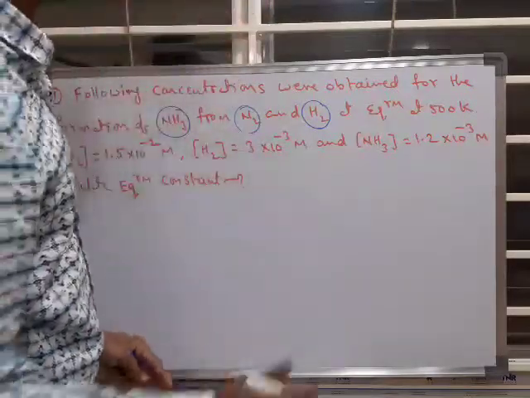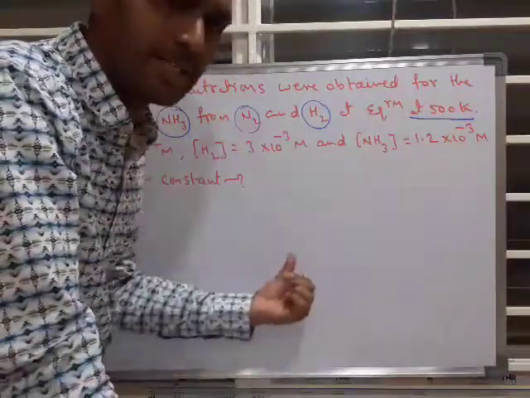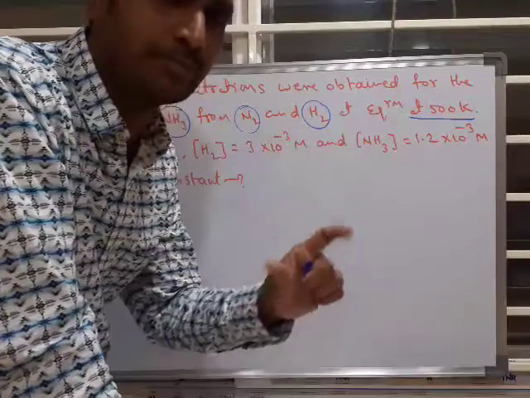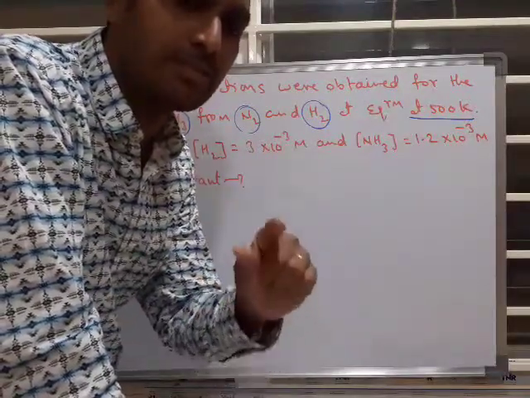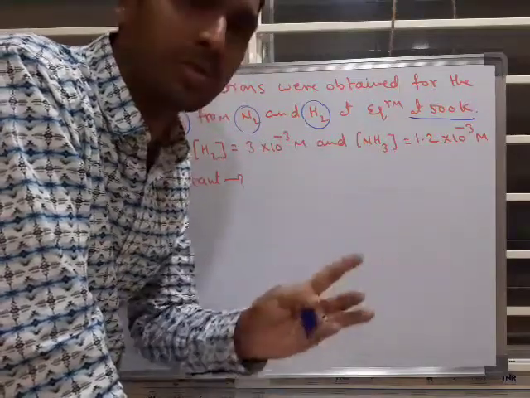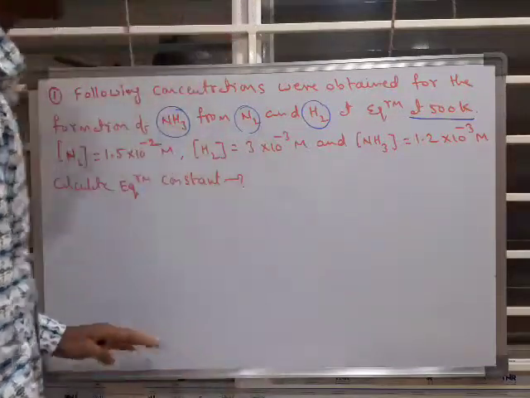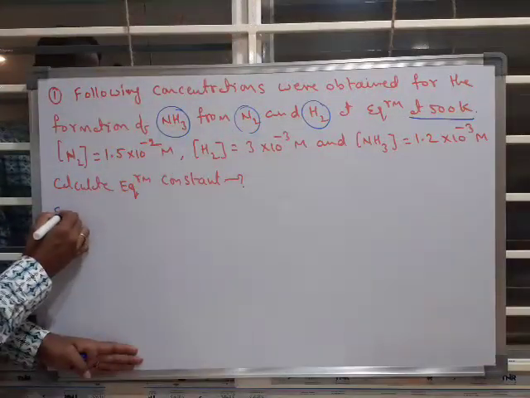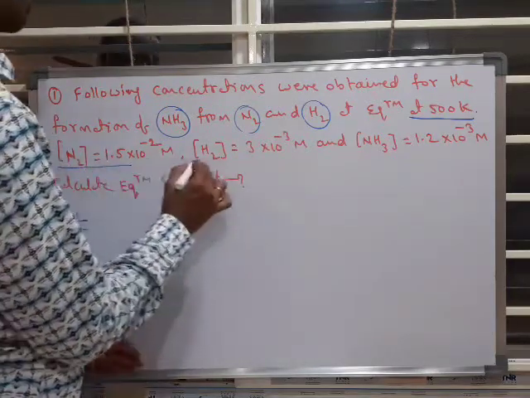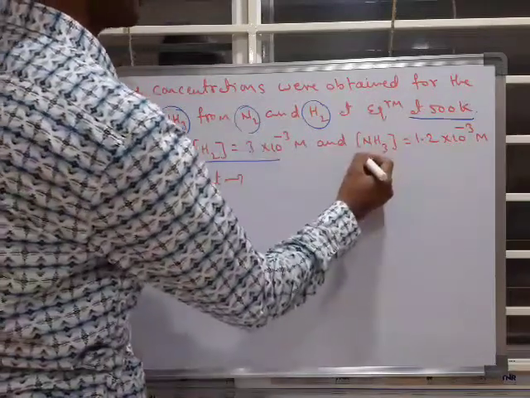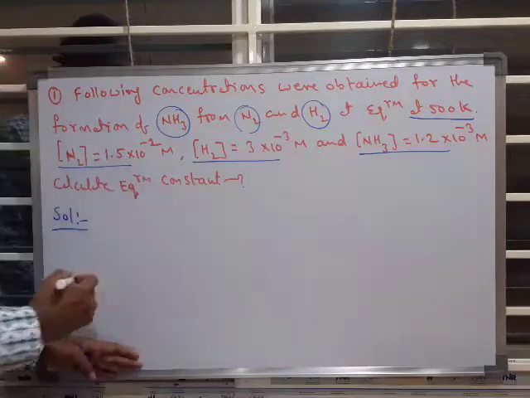Okay. So that's why the problem will compulsorily mention 500 Kelvin. Actually, in doing the calculation, there is no use of temperature. But in the standard problems, the temperature will be mentioned because the equilibrium constant value depends on temperature. Okay, so we have to calculate. The N2 concentration is given, the H2 concentration is given, the ammonia concentration is given. We have to find the equilibrium constant.